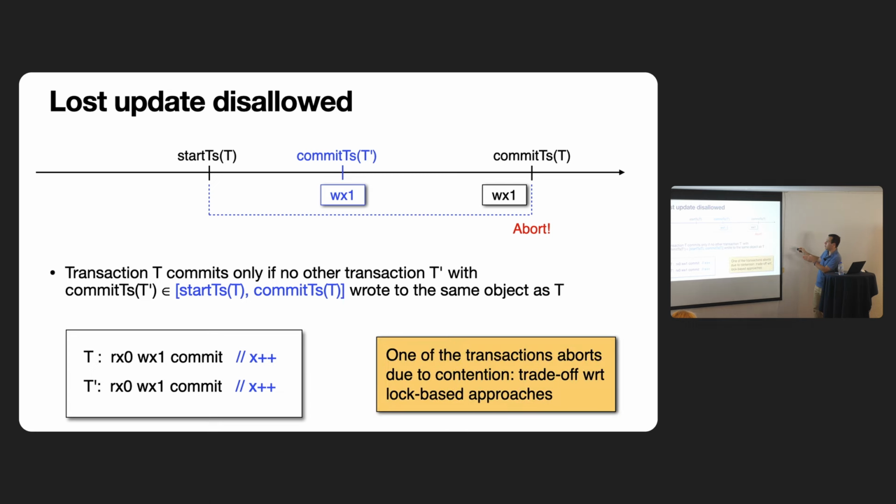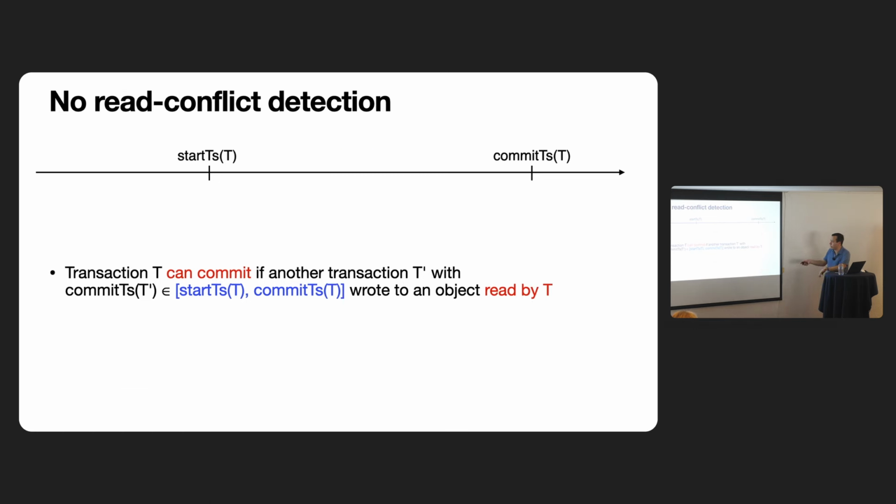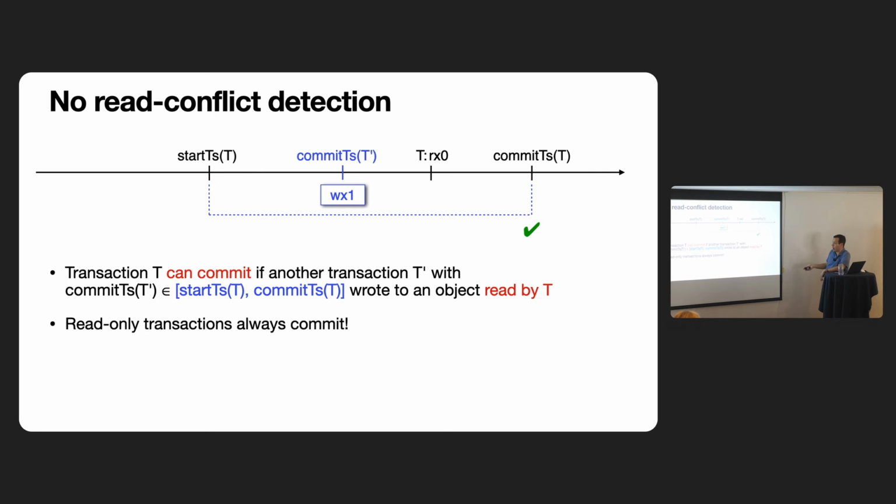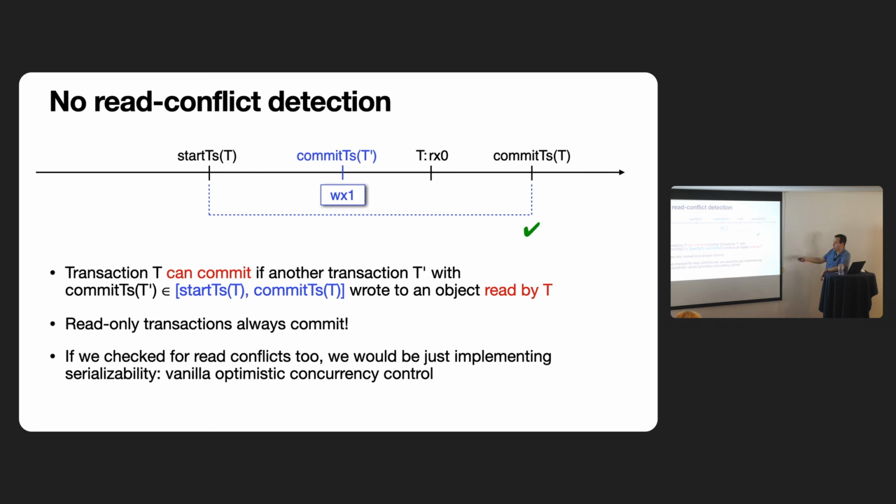So the transaction can commit. It's going to be the same because there is no committing between, so nothing has changed. No. So look at this example. Let's say transaction T read something from X, let's say zero, and then another transaction that wrote to this object X committed. Could be here, could even be here. Then this transaction T will commit. There is nothing that would prevent it from committing. And actually, if I add this rule, the read conflict detection, I would be just implementing serializability.